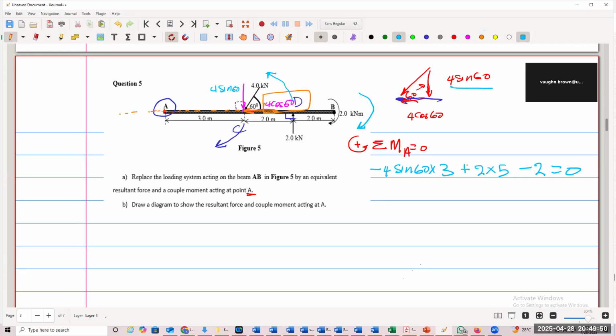Who doesn't get that? Anybody lost there? So therefore, the moment about A, we have the sum of the moments, the coupling moment acting at A. So here we have it.